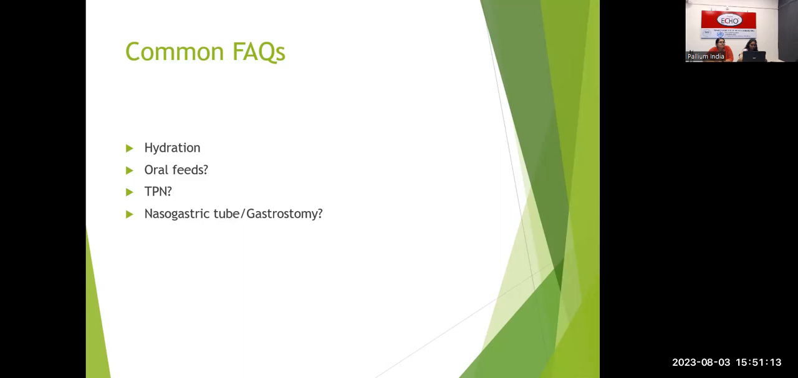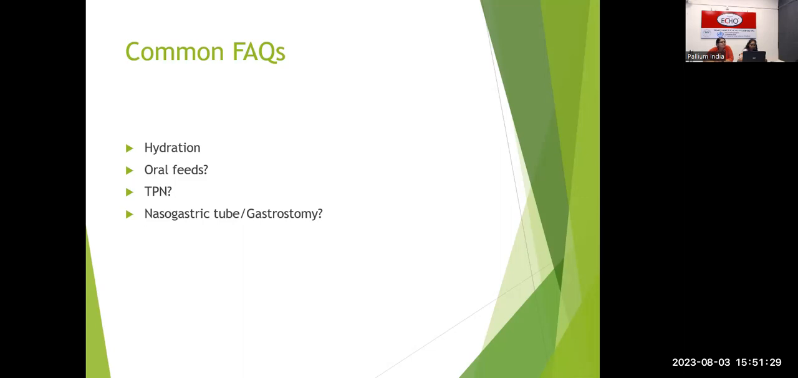Start IV, little amount. Give sips of water, ma'am, he can have, no? Sips of water, yes, yes. Sips of water can be given if he's able to take orally, that is okay.